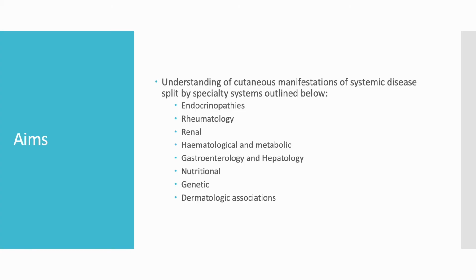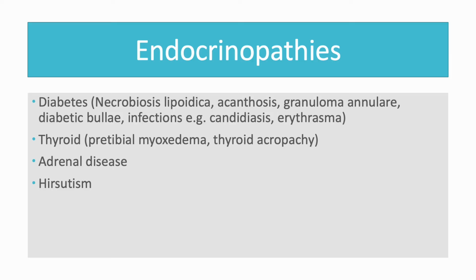Through this talk, we hope you'll have a better understanding of the skin and systemic disease across a variety of different specialties. Therefore, we have split them up into specialty systems outlined below. So we will cover the cutaneous manifestations associated with endocrinopathies, rheumatology, renal, haematological and metabolic disorders, gastroenterology and hepatology, nutritional, genetic and dermatologic associations.